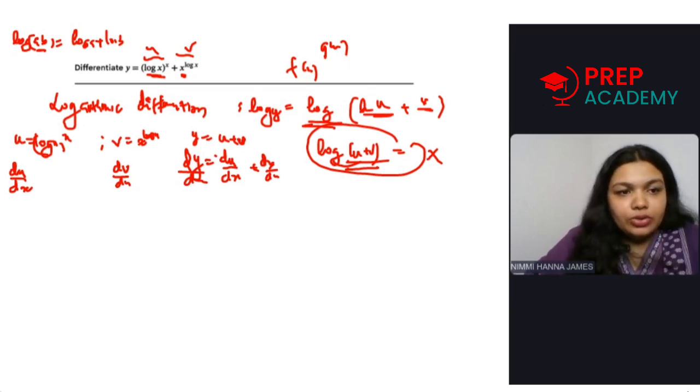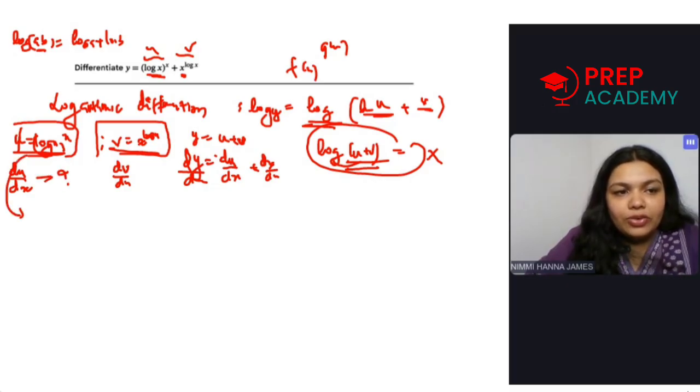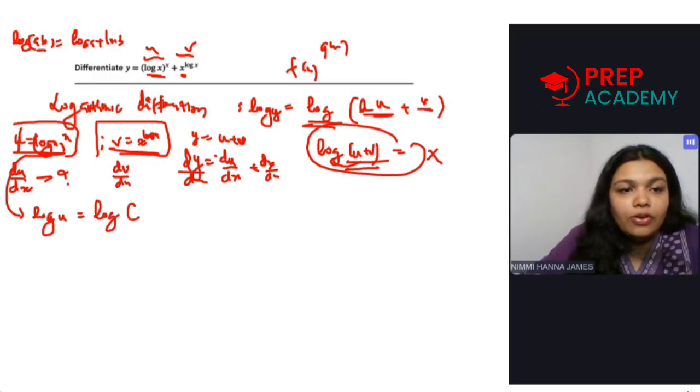So we took u is equal to log x raised to x, and v is equal to x raised to log x. I'm going to find du by dx here. For that, first we have to take log on both sides. That is log u is equal to log of log x raised to x.